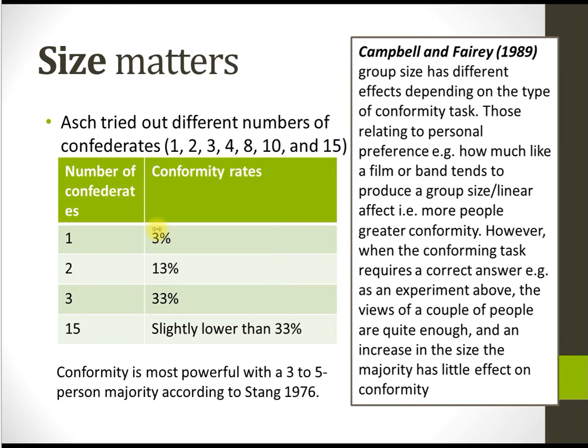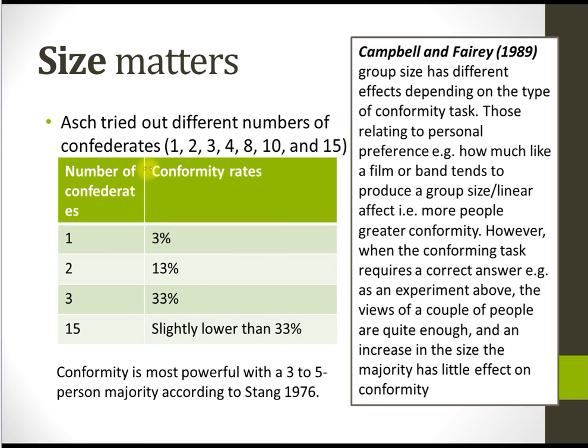Interestingly, in one condition, Asch actually increased the number of confederates to 15, and this led to a slightly lower conformity rate. This could be because participants started to become suspicious. You know, a huge group like that, and they've all got exactly the same answer.